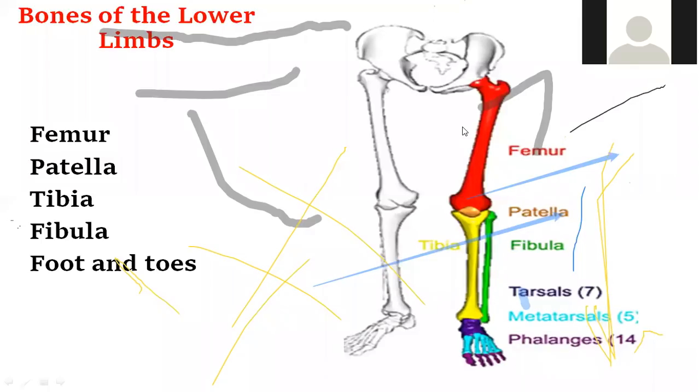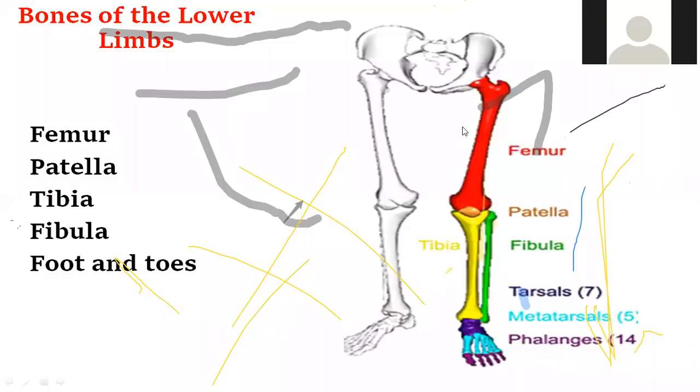And the tibia and fibula, they form the bones of the leg. The tibia is very large and strong, whereas the fibula is thin. The tibia actually bears the weight of the body. The fibula doesn't really have anything to do with weight bearing, but it also helps in attachment of muscles.